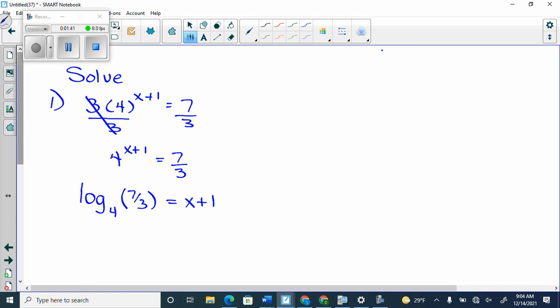Now, we go log base 4 of 7/3 equals x plus 1. Log base 4 of 7/3 minus 1 equals x. And then I type that in and I get what?